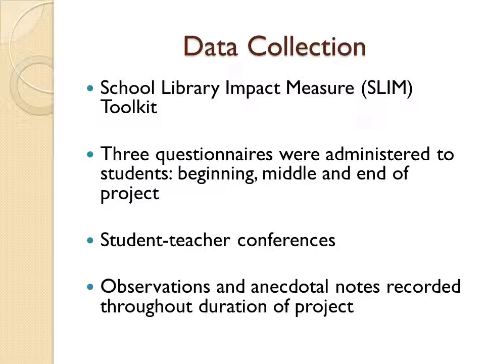For the purposes of analysing the ILA, data was obtained from 3 main sources. The School Library Impact Measure, or SLIM, toolkit was the primary method of collecting data about the students' knowledge and experiences throughout the duration of the project. The 3 SLIM questionnaires were administered to students at 3 critical points during the research project: prior to the commencement of research, in the middle of the project, which was the 4th lesson, and at the end of the project, which was the 8th lesson.